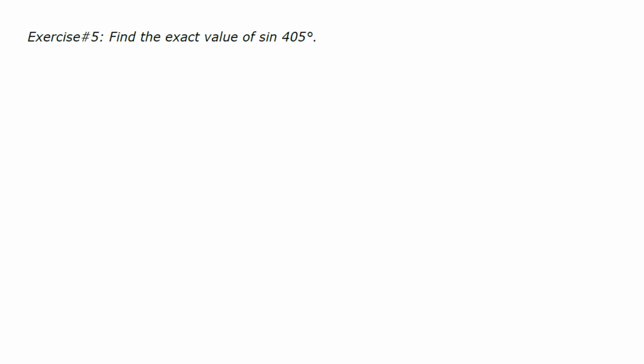So let's find the exact value of the sine of 405 degrees. 405 degrees is going to be more than 360, but how much more? Well, in step number 1, we can subtract 360 from 405 to find its coterminal angle, which would be 45 degrees.